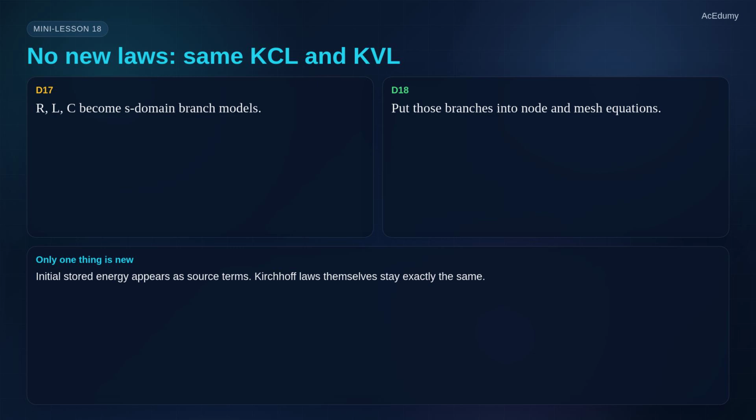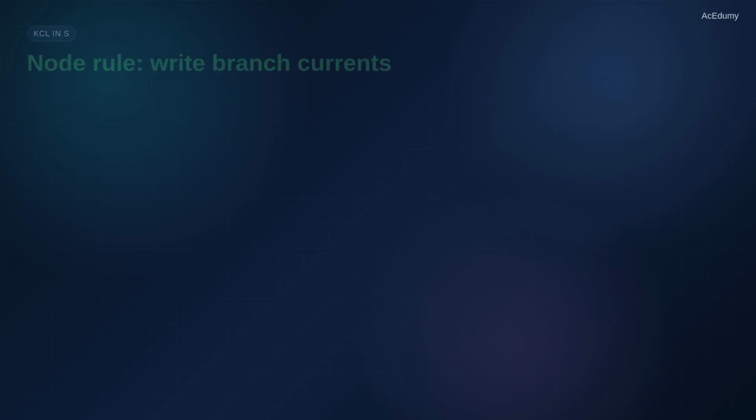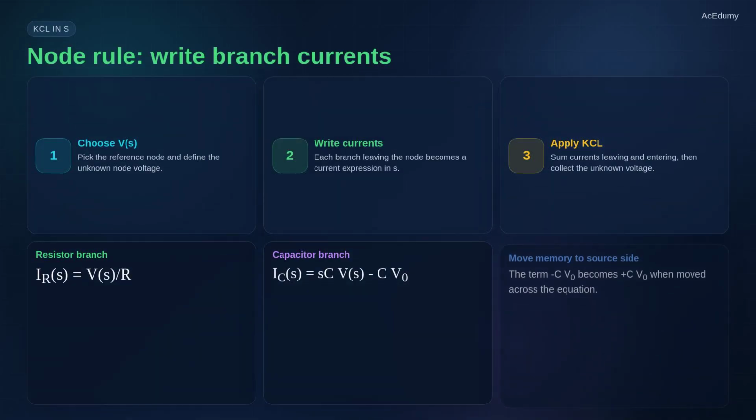Today we write one node equation and one mesh equation directly in S. Start with node analysis. Pick the reference node, then define the unknown node voltage V of S. For every branch leaving the node, write the branch current using the S-domain element model. A resistor to ground gives V over R.